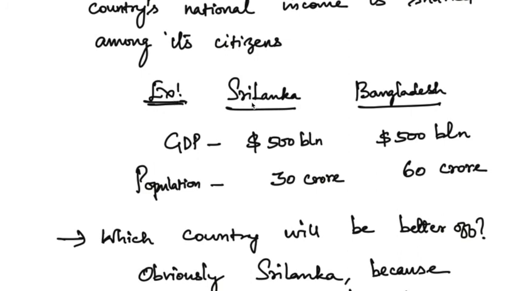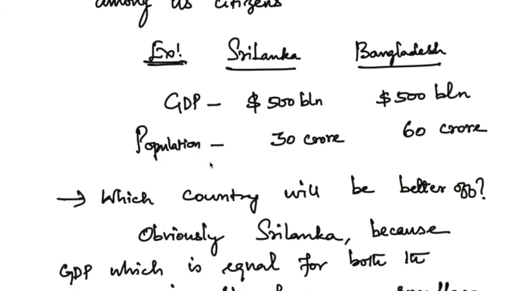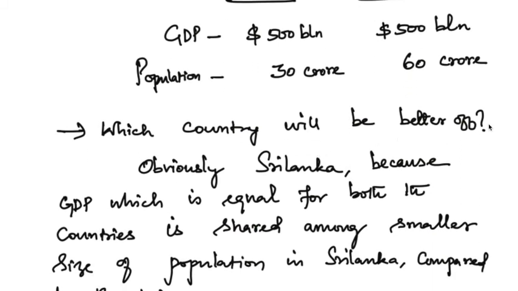Consider this example. This is just an example. You have two countries, Sri Lanka and Bangladesh. These are the GDP values of these two countries, 500 billion and 500 billion. So the GDP value is the same for both countries, but the population is different. In Sri Lanka it is 30 crore and in Bangladesh it is 60 crore. So which country will be better off? Now you can see, anybody can easily tell.